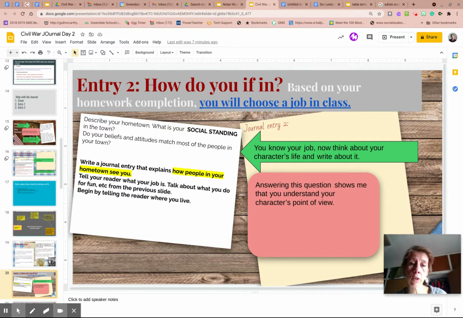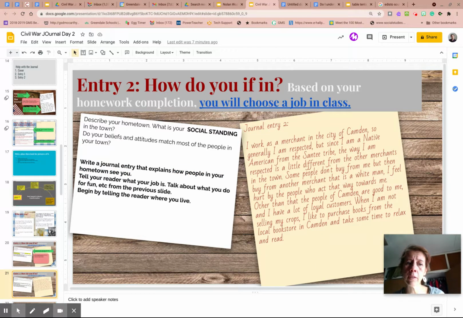So it says, write a journal entry that helps you explain how people in your hometown see you. So this is a little bit based on your job, right? So remember, if you don't make very much money, perhaps you aren't very well respected in your community, but that's going to make you much more likely to take advantage of some opportunities. Perhaps you're very well respected in your town. You're a merchant, you're a doctor, something like that. And so people are going to look to you for your opinions, and you're going to have a powerful position. So answering these questions really helps me to know that you understand your character's point of view. And so that's why this is worth doing.